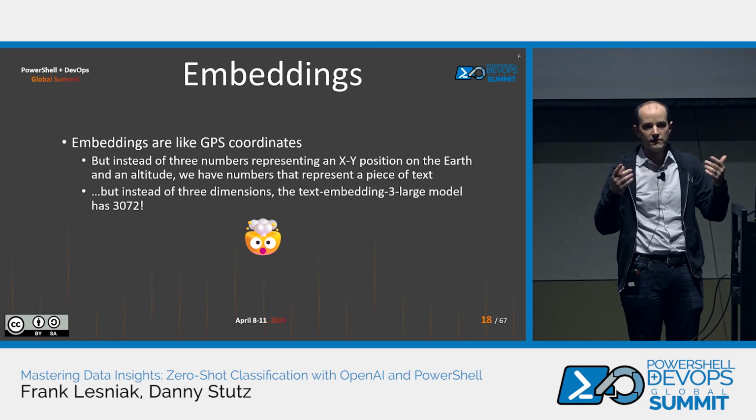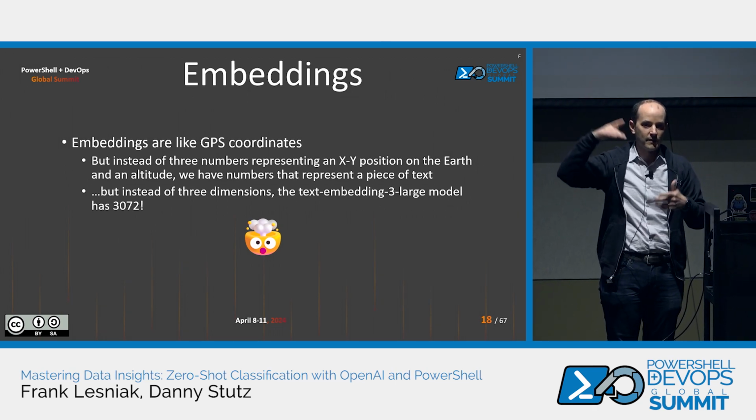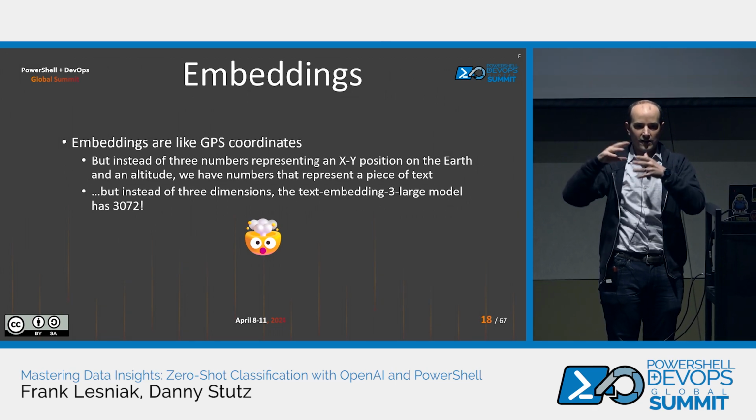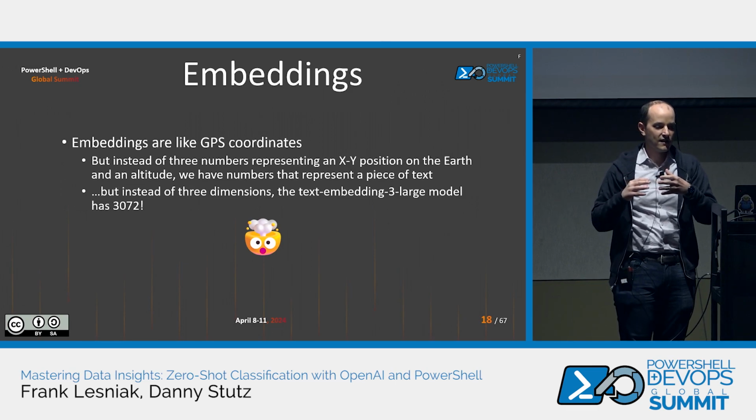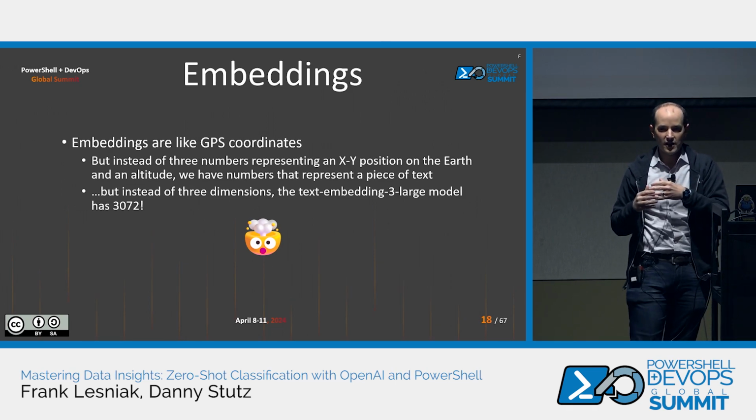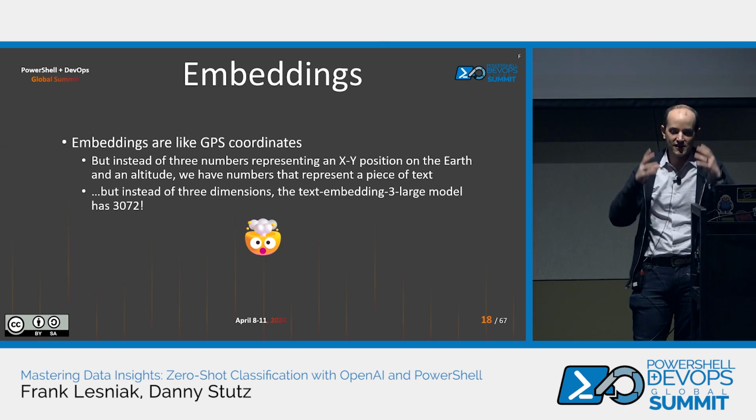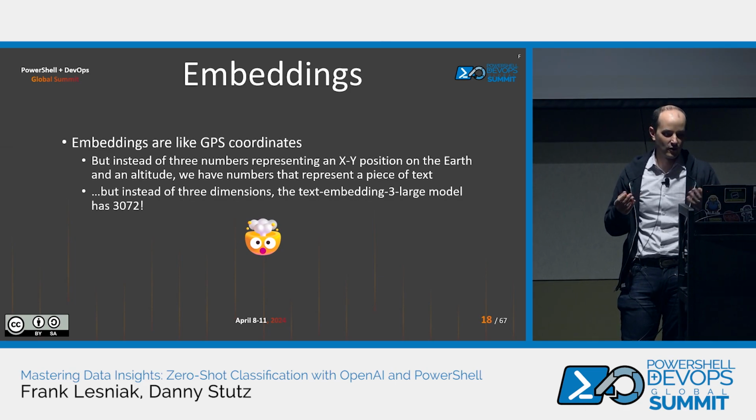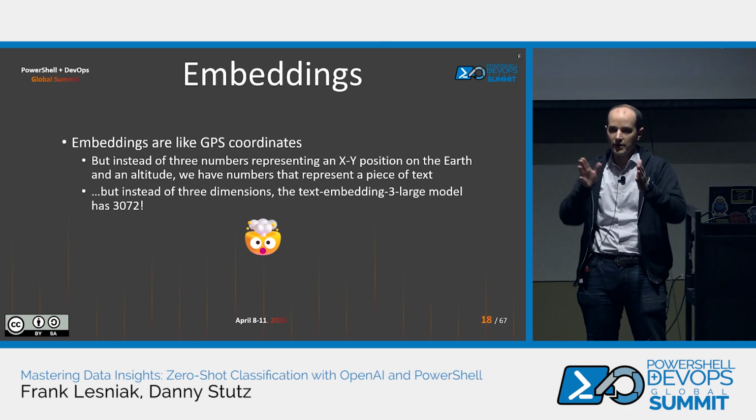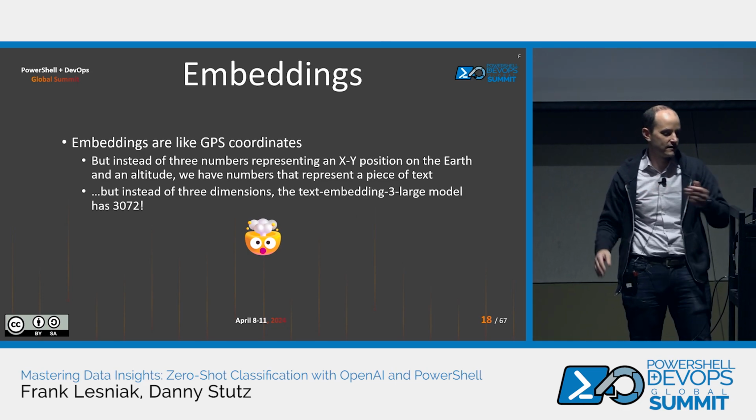So with GPS coordinates, you've got 3 dimensions, x, y, plus altitude. People tend to forget about altitude. But you've got those 3 dimensions with GPS coordinates. Instead of those 3 dimensions, with a large language model, in this case, we have 3,072 dimensions, which is impossible to visualize or show in any kind of way. But there's that many dimensions or vectors to the embeddings model that comes out. So you put in text, you get out numbers, if that makes sense, really simply.